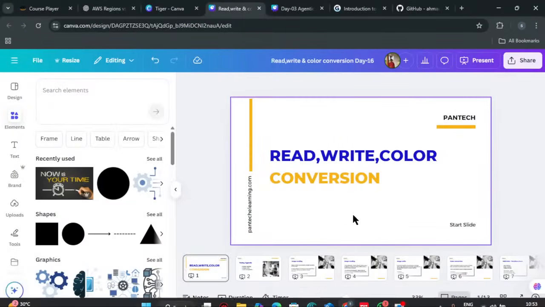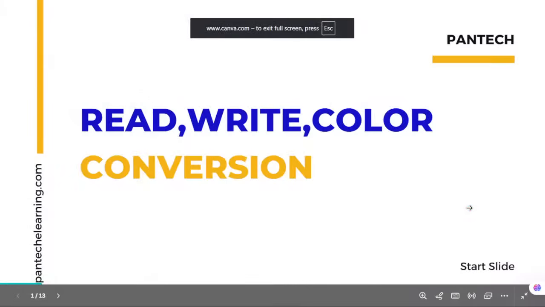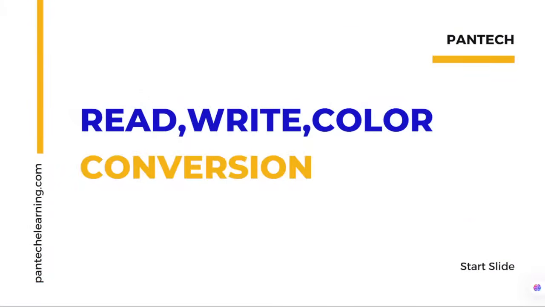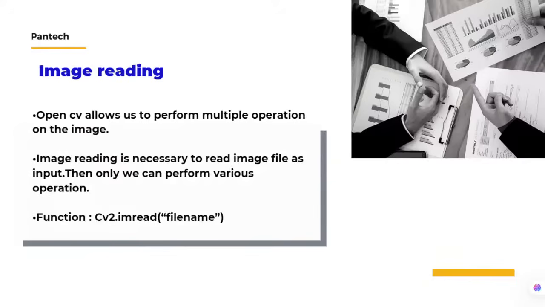We are entering read, write and color conversion. These are technical terms we have to discuss: how the system can read an image, how to create the same image under another name, that is, saving the image, and how to convert the color. These kinds of things we will discuss today. Okay, so today's agenda is to load the image, write the image and convert colors. How can we do these things, we will discuss.